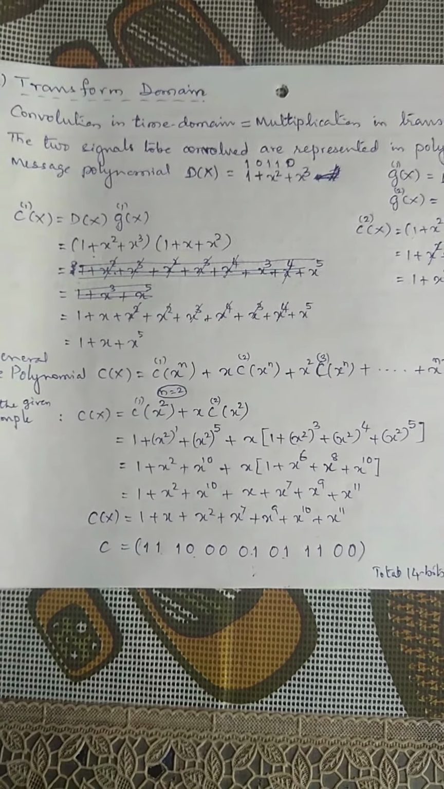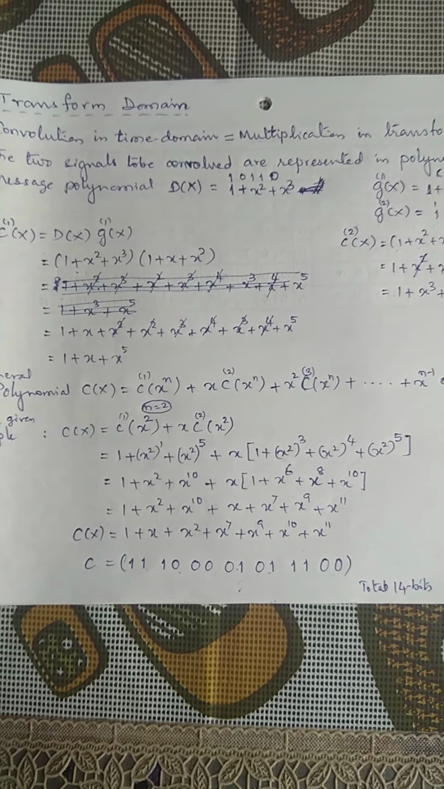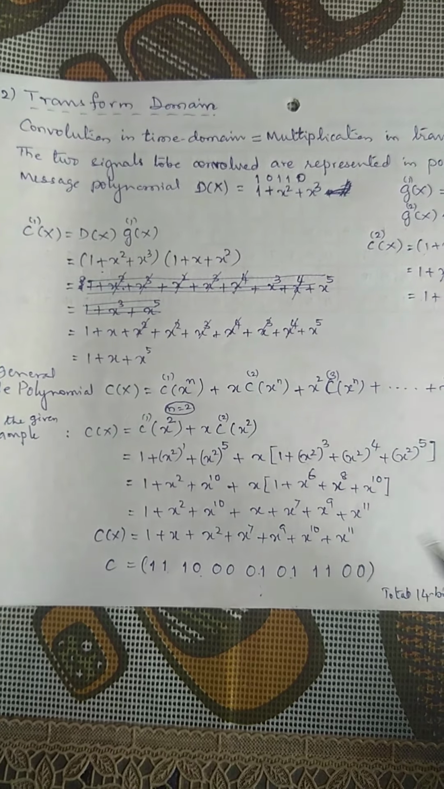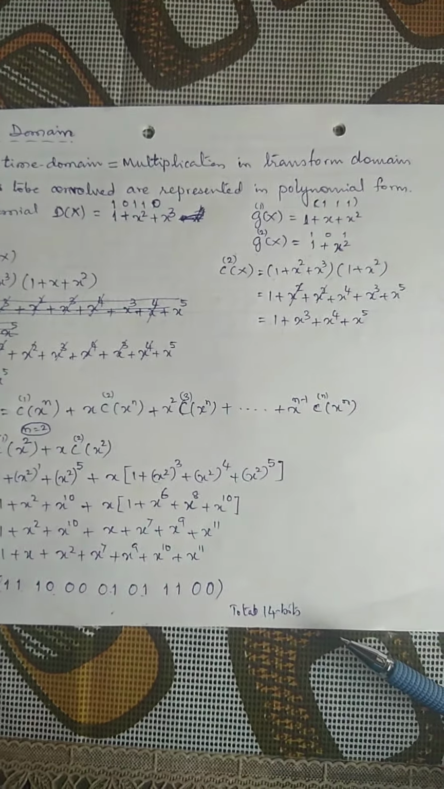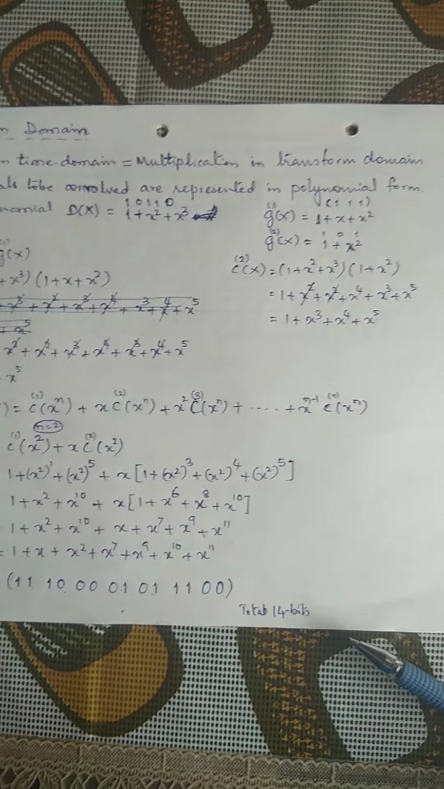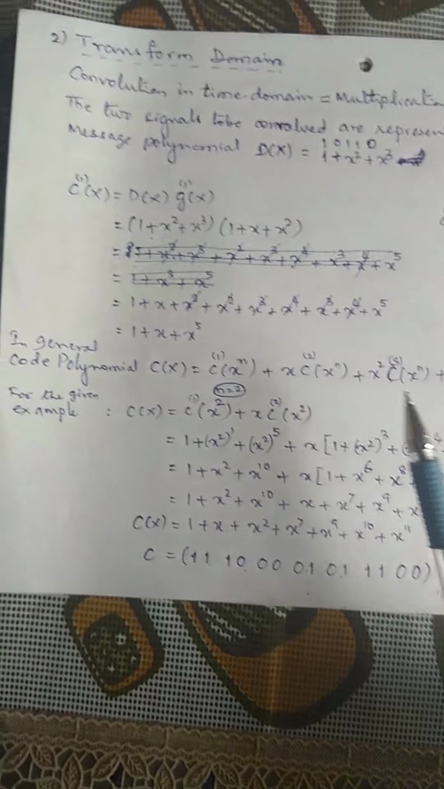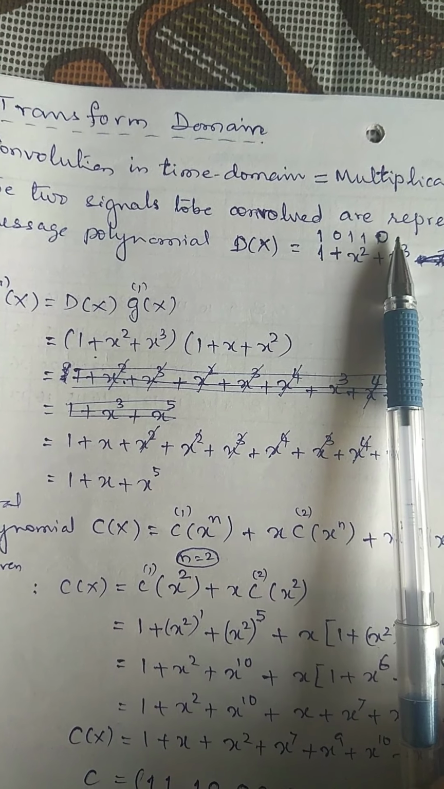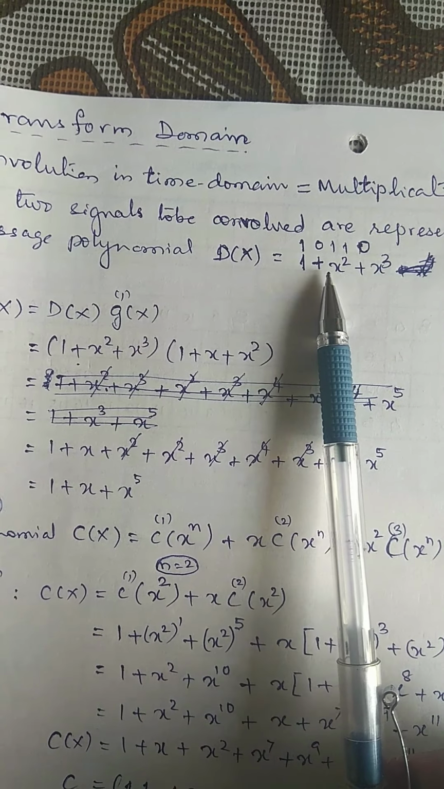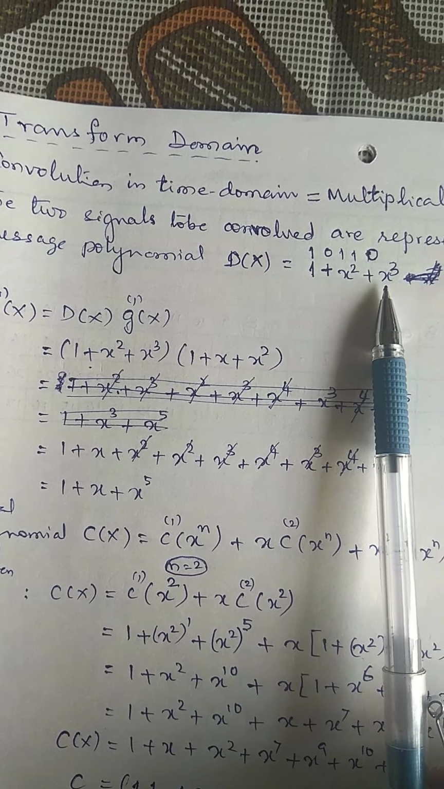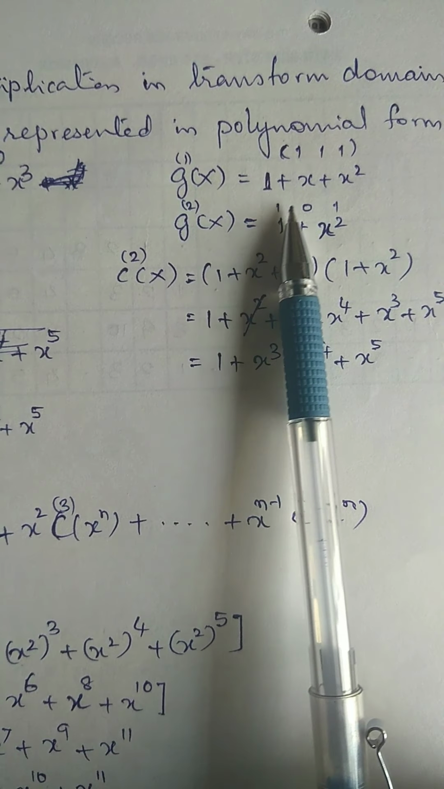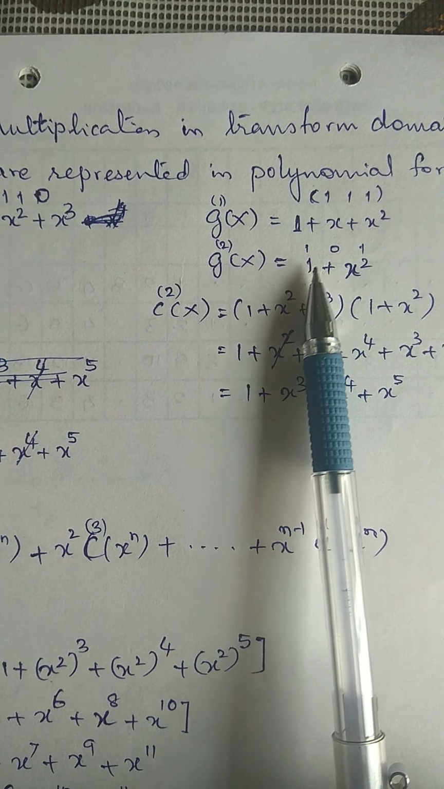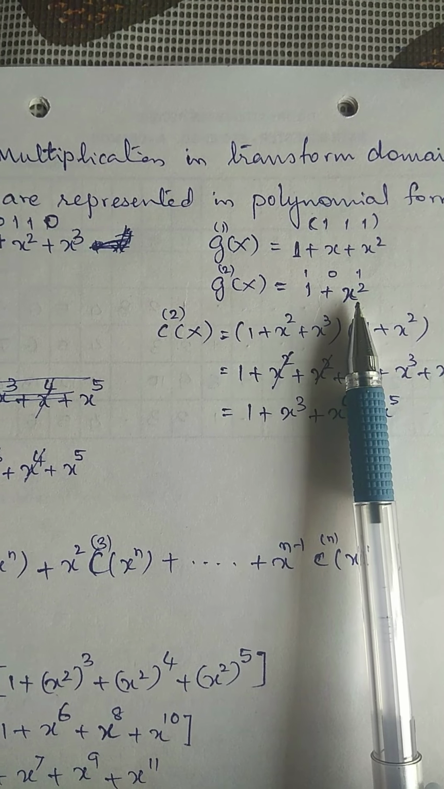Hence, the two signals to be convolved are represented in the form of polynomials. The two signals to be convolved are the message sequence and the generator sequence, so each one of these is represented with a polynomial. For the same example, the message sequence 10110 is represented in the polynomial form as 1 plus x2 plus x3. Similarly, the generator sequences are 111 and 101, and they are written in polynomial form as 1 plus x plus x2 and 1 plus x2.